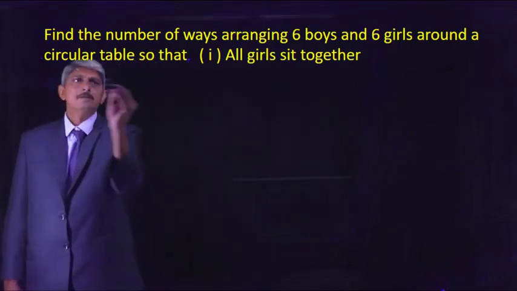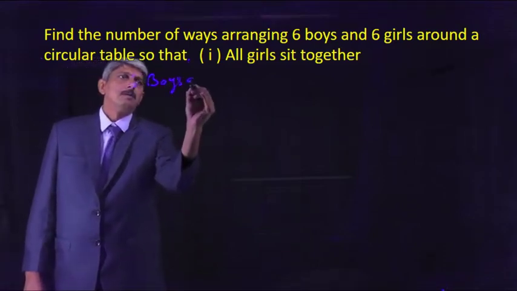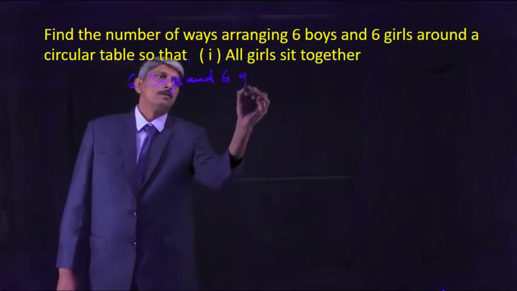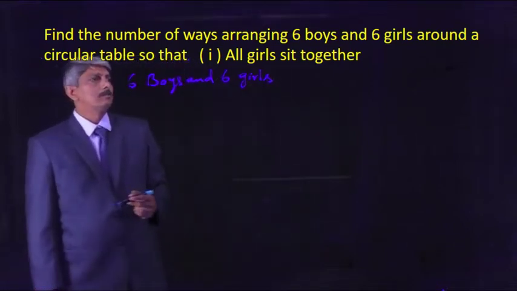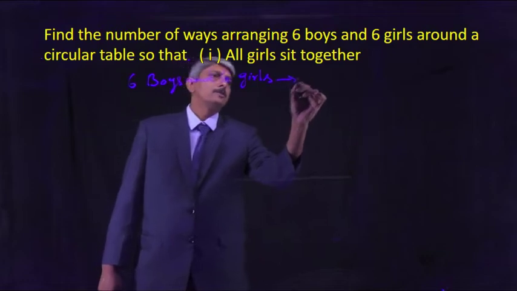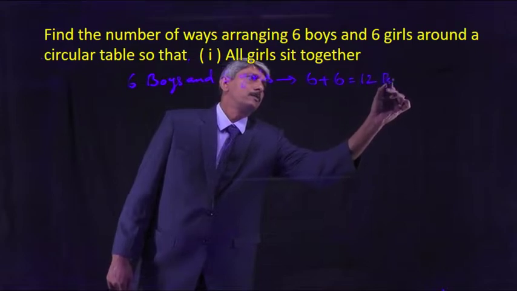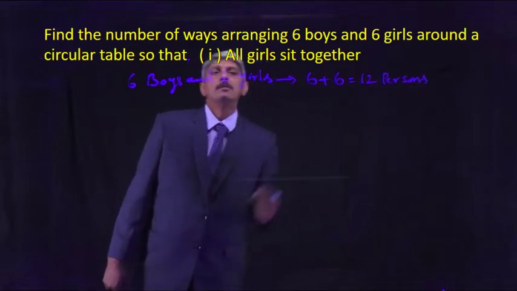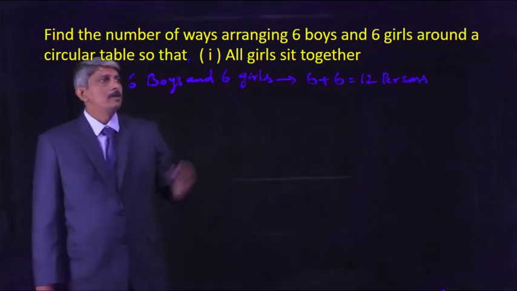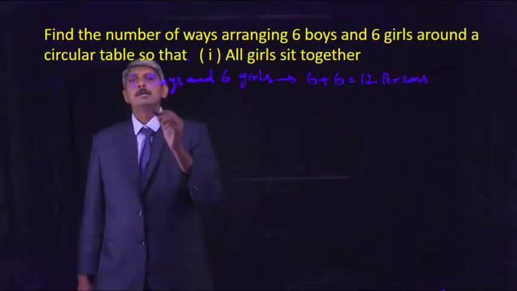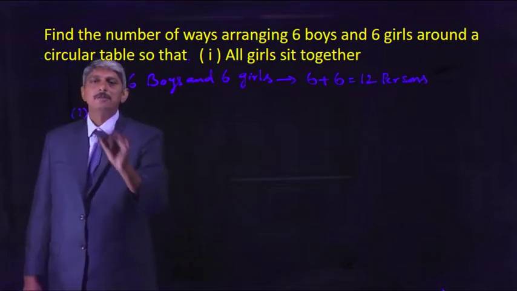Here given 6 boys and 6 girls. Totally how many persons? There are 12 persons. In general, the number of ways of arranging 12 persons around a circular table is 12 minus 1 factorial, that is 11 factorial.